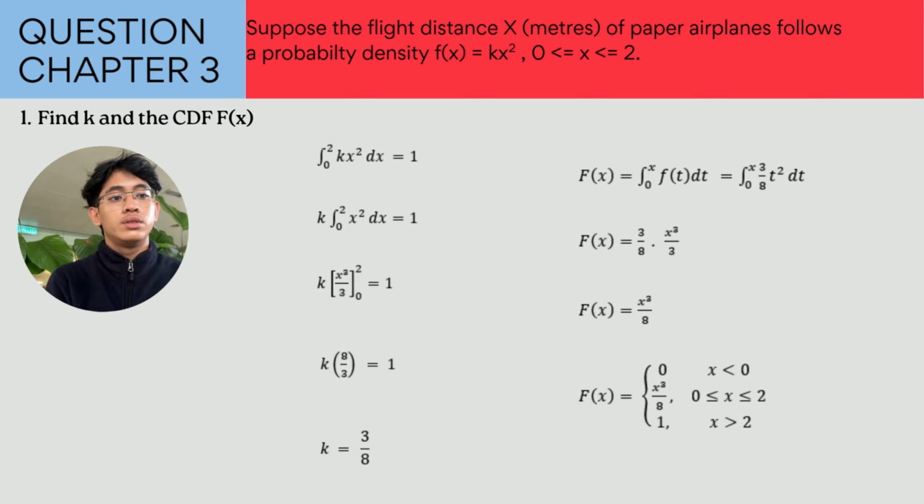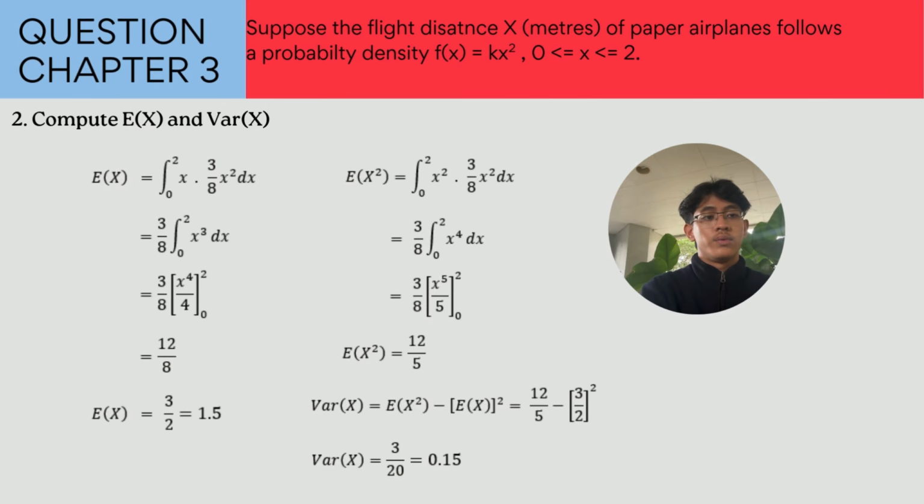Now, we use this value of k to find the CDF. The CDF is equal to the integral of the PDF from 0 to x. And we get F(x) equals x cubed over 8. And finally, we write the CDF in piecewise form.